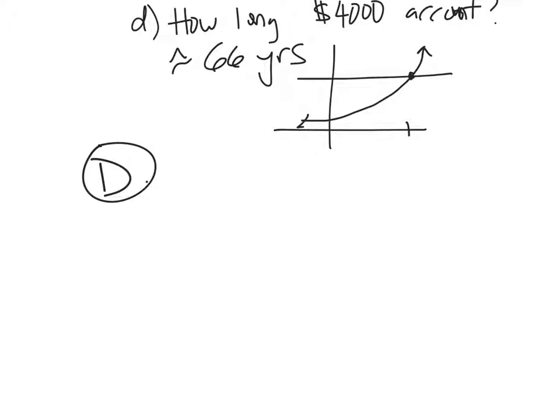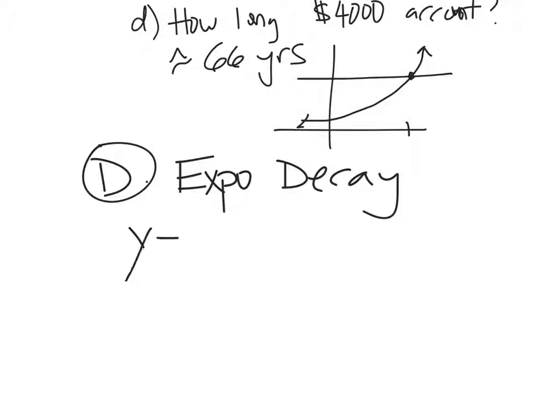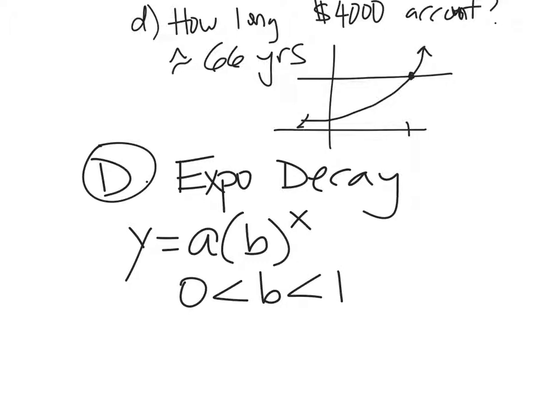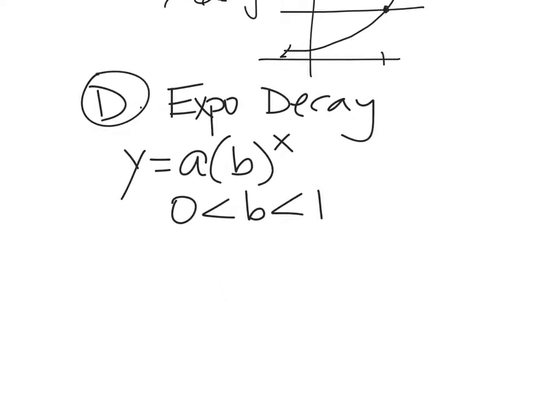Okay. All right, we're going to do exponential decay now. Expo decay. Okay, two types of these. You'll have a decay factor, and then you'll have a percent of decay. So exponential decay, remember, y equals a times b to the x, and b is between 0 and 1. That's how you can tell it's exponential decay.